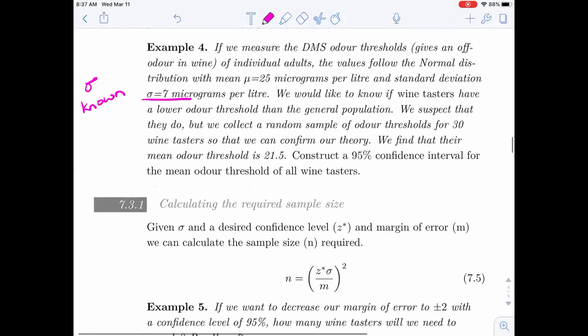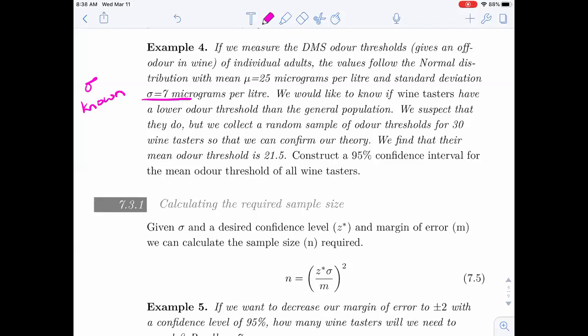We would like to know if wine tasters have a lower odor threshold than the general population. Are they able to pick up on these odors faster than us normies, unless we've got some sophisticated noses out there? Not me. Anyways, we suspect that they do. They're wine tasters, so they should be able to pick up on this stuff, or else they're frauds, all of them.